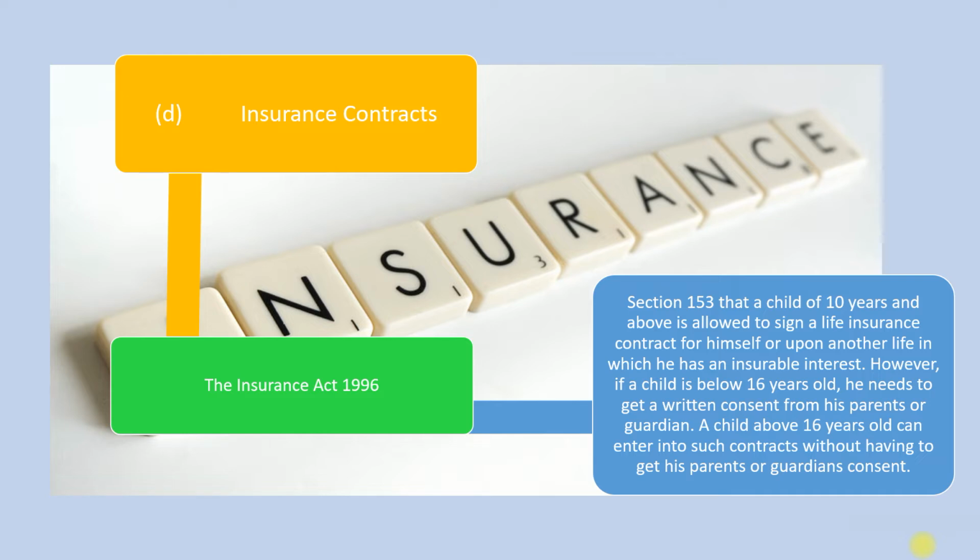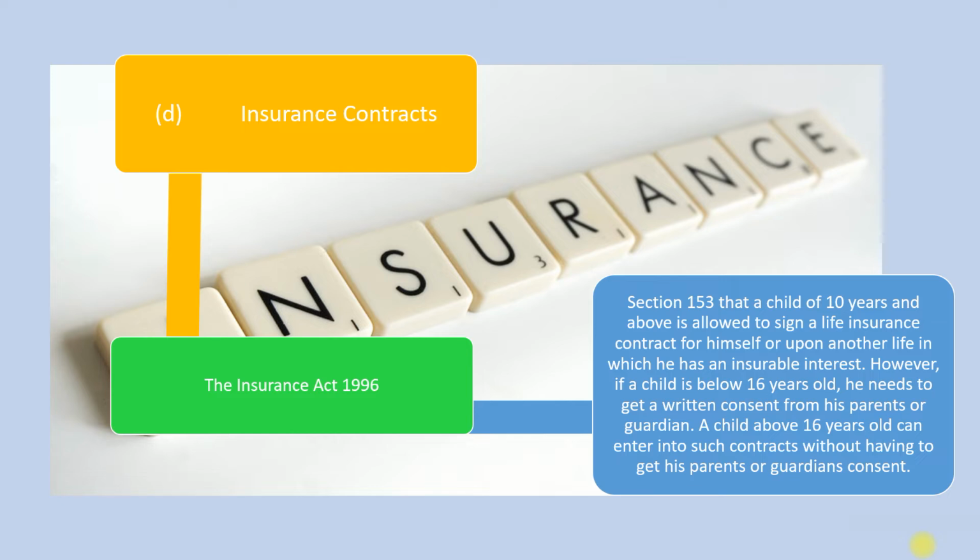The fourth exception is regarding the insurance contract. This is provided under the Insurance Act 1996. It says that section 153, a child of 10 years and above is allowed to sign a life insurance contract for himself or upon another life in which he has an insurable interest.